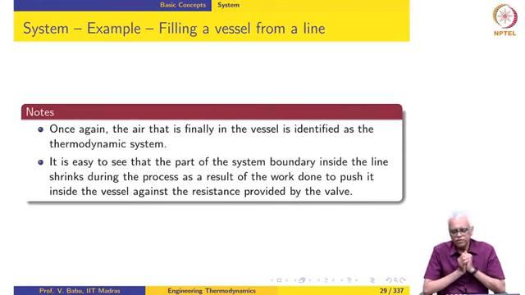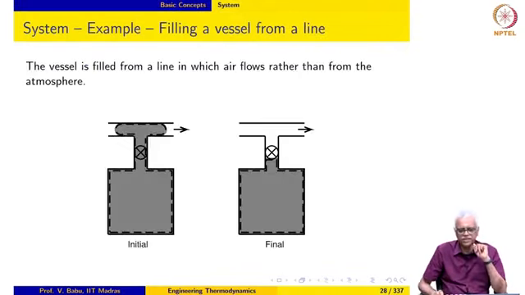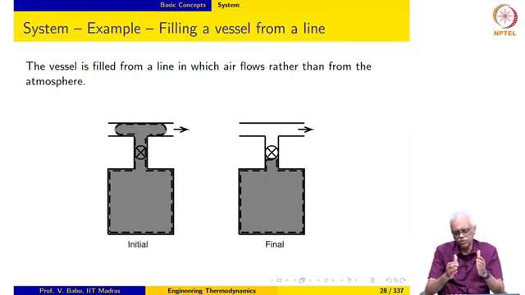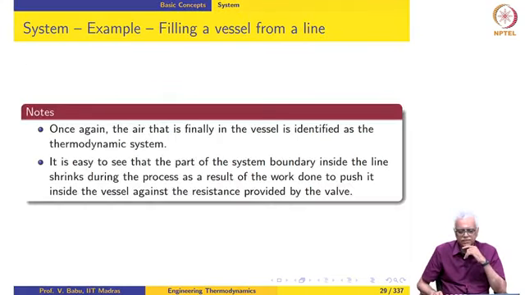So, whether it is air or steam is immaterial. The air that is finally in the vessel is identified as a system. So, basically what we are saying here is that there is a certain amount of air or steam in the line and we are filling the vessel with that. So, the initial mass plus the mass that enters is the mass of the system. Once we define the system appropriately by using that idea, the analysis becomes simple.